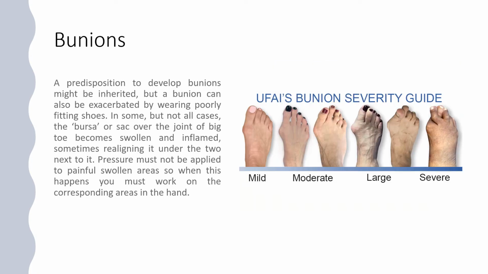Now let's look at bunions. A predisposition to develop bunions might be inherited, but a bunion can also be exacerbated by wearing poorly fitted shoes. In some, but not all cases, the bursa, or sac over the joint of the big toe, becomes swollen and inflamed, sometimes realigning it under the toe next to it. Pressure must not be applied to painful swollen areas, so when this happens, you must work on the corresponding areas in the hand. And we have Euphy's Bunion Severity Guide.